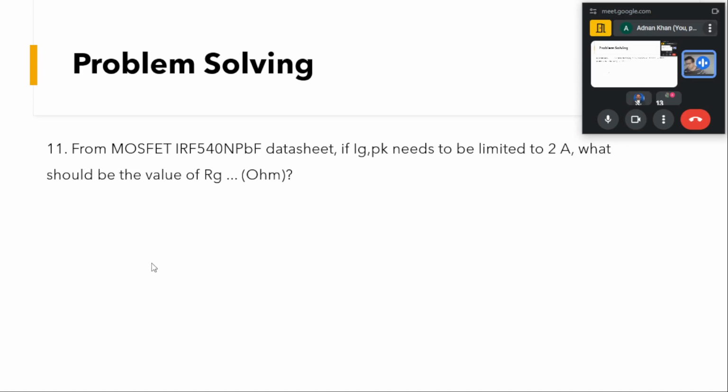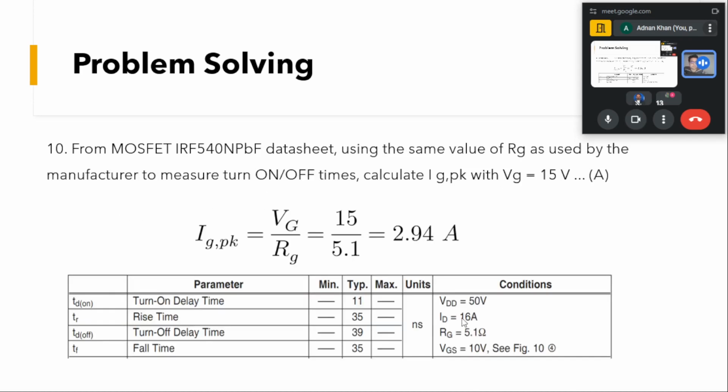Now the other question is from the MOSFET. This is given, if IG peak needs to be limited. Now what we want to do is limit the IG peak to 2 amps. What should be the value of the RG? Initially the RG value was given here in the data sheet. We had to take that RG value and calculate the peak of this current. What will be the peak amount of current that will flow?